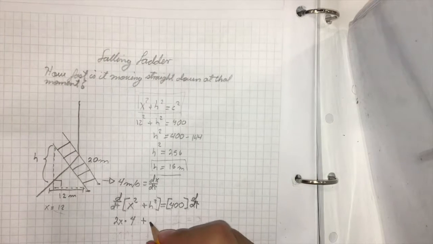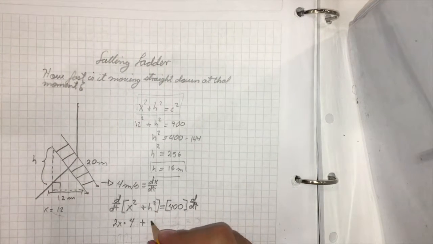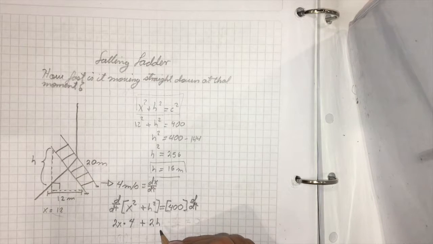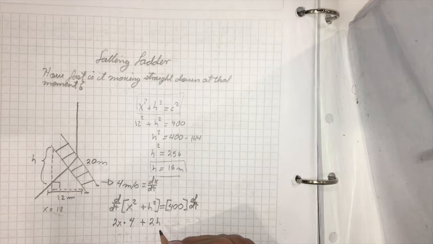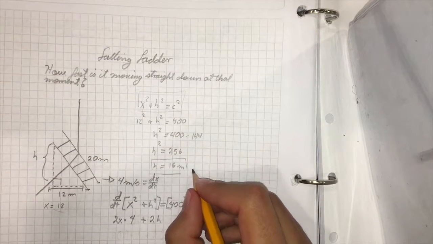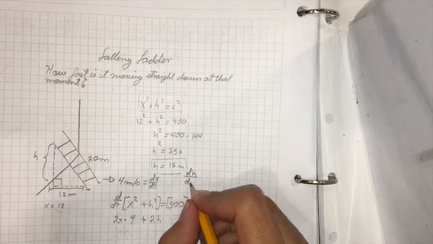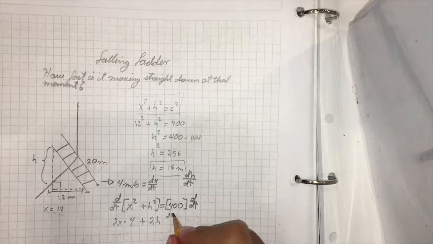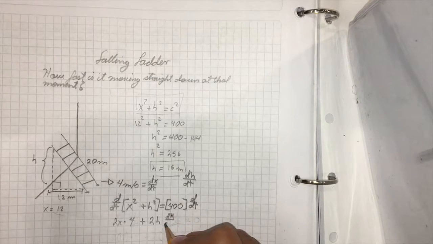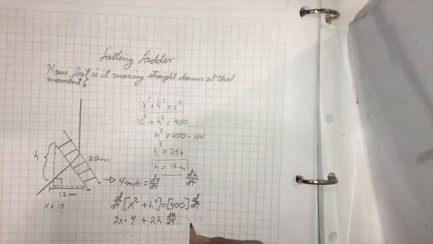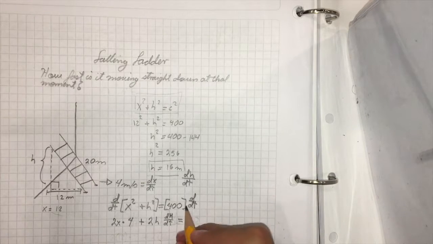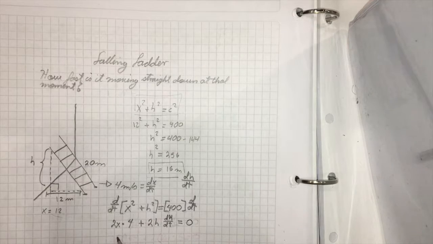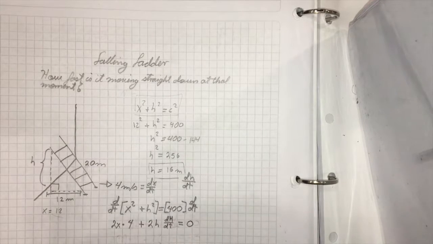plus the derivative of the height, that is 2h. But now we want to know the rate of change at which the height changes with time. So it's going to be 2h times the derivative of h with respect to time. And as you know, the derivative of a number is always 0. So now we can substitute in the values that we know.